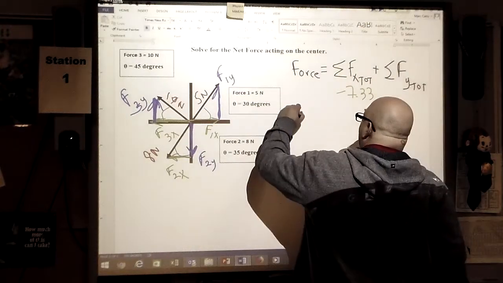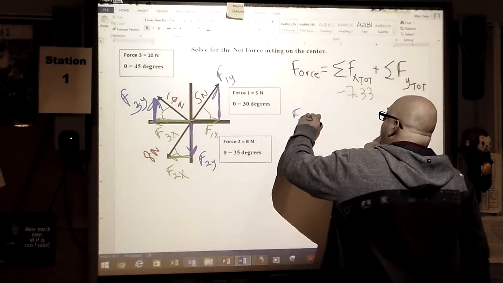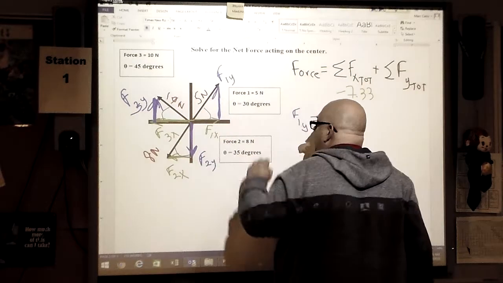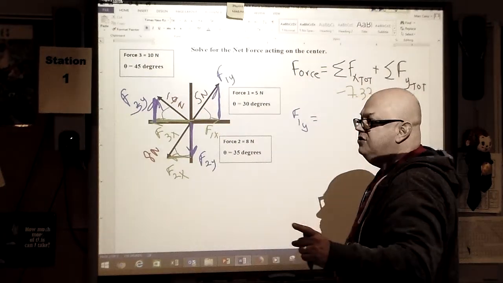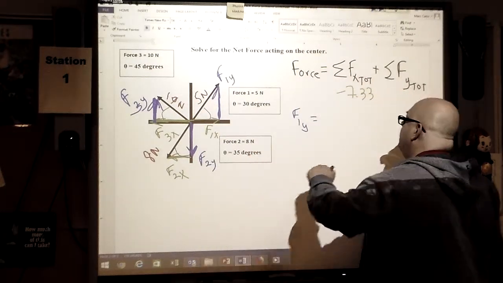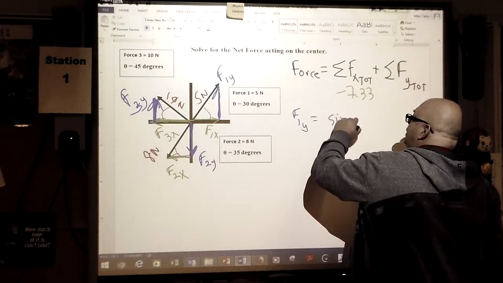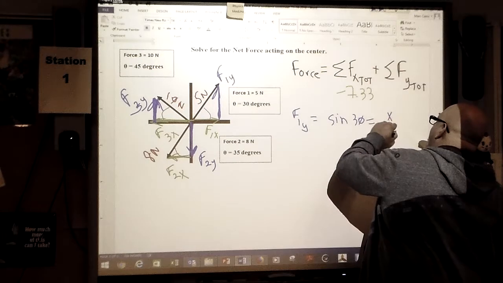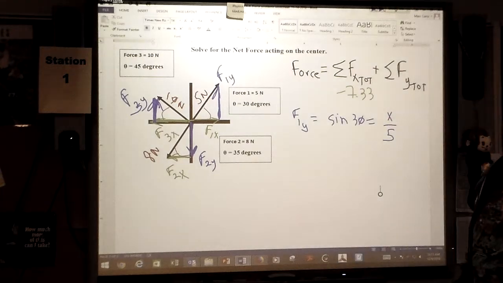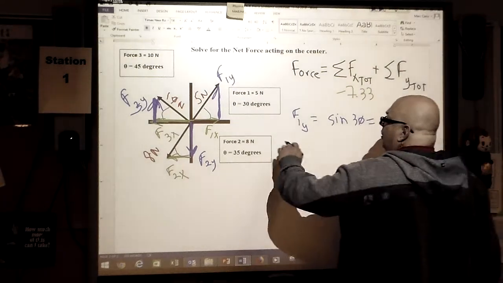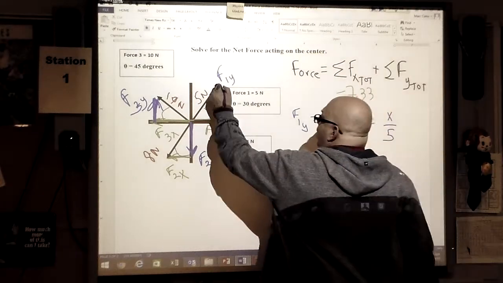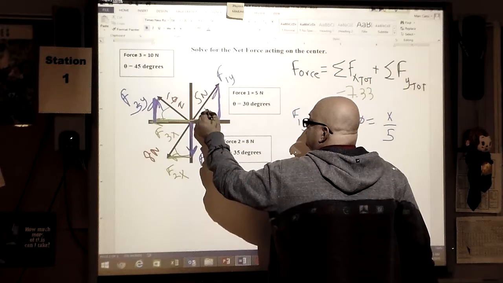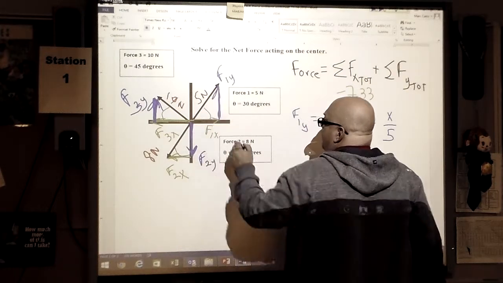Let's look at f1 in the y. And you know what? We're going to do the same thing. We have opposite over hypotenuse. What is it in the trig? So that's going to be the sine of 30 is equal to x over 5. Okay? Then when we look here, because again, this is the opposite over the hypotenuse. This is our angle. This is the opposite of our angle.